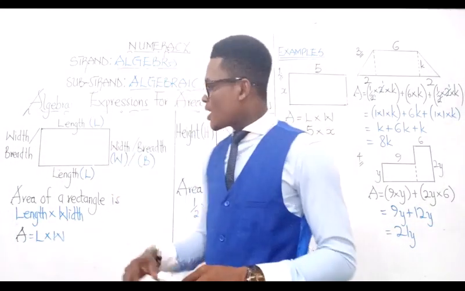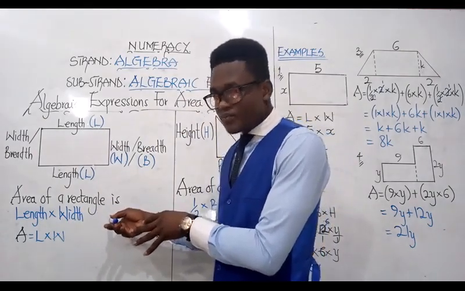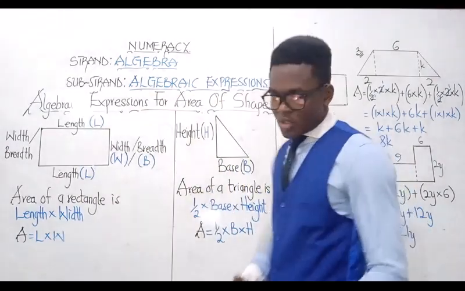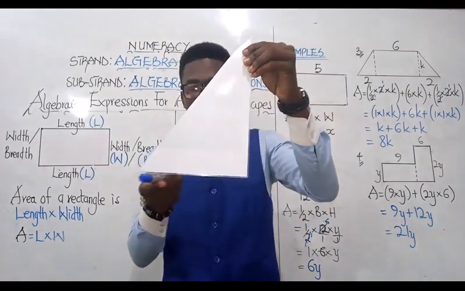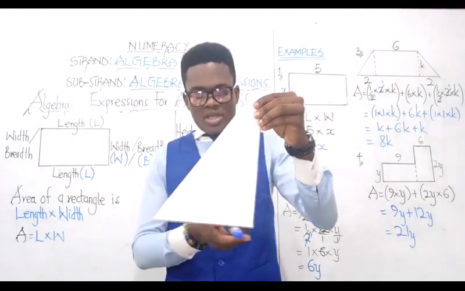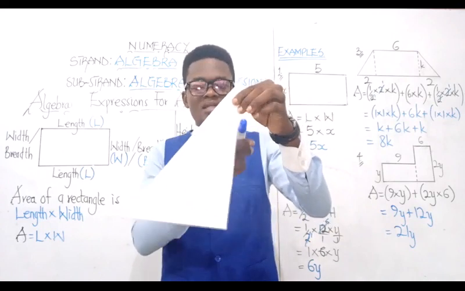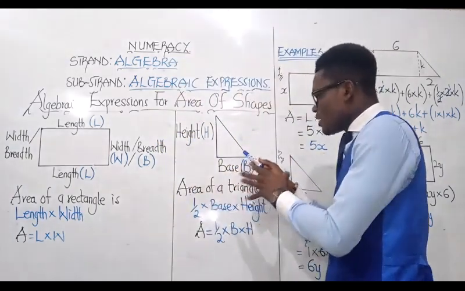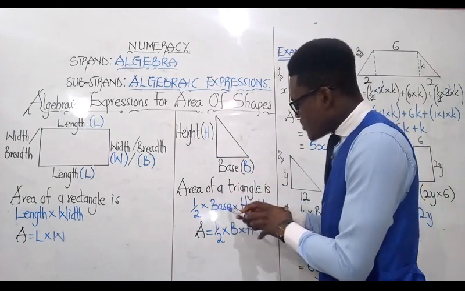Alright, so I hope you are clear with the formula for finding the area of a rectangle. So that is length times what? Width. Now let's move on to the triangle. Now the triangle also, we have the side over here that is beneath, which is called what? The base. The bottom. Okay, the base. The bottom of this shape is the base, and then this side is what? The height. Okay, so the formula for finding the area of a triangle is half times base times height.